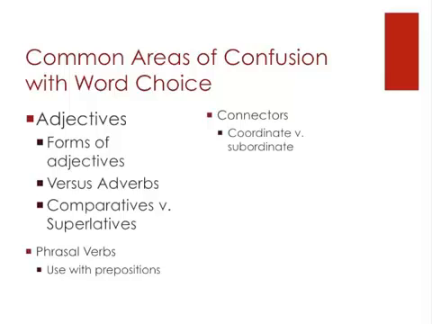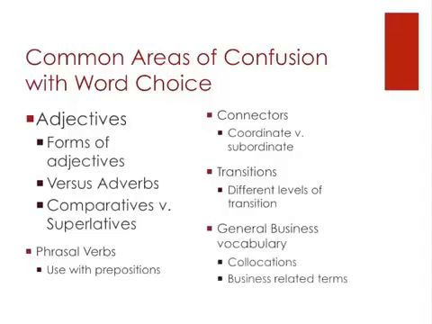Connectors are especially confusing because they're generally those coordinate connectors in which we connect equal things, and subordinate connectors, which generally do not connect equal things, such as conditional connectors. Transition words. Again, transitions work on different levels as well. And, of course, the general business vocabulary. Again, these are easy to confuse because oftentimes we need to know how the words fit into the blank. So those collocative ideas that we're going to look at again here, that can be very confusing.